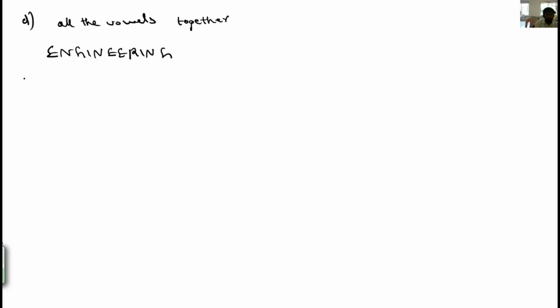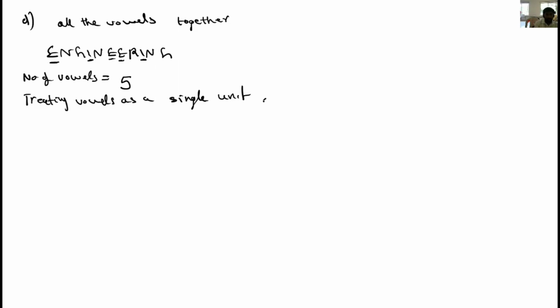Okay. All the vowels together. Here see, number of vowels is equal to 1, 2, 3, 4, 5. Right. Vowels is equal to 5. Then treating vowels as a single unit, number of letters is equal to, see, 11 letters are there, you are treating 5 letters as a single unit, 6 letters are remaining. 6 plus 1, what is plus 1? Plus 1 is the single unit, it's equal to 7.